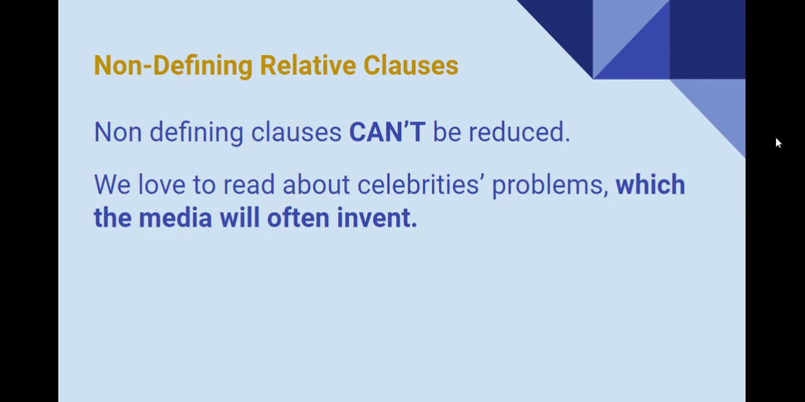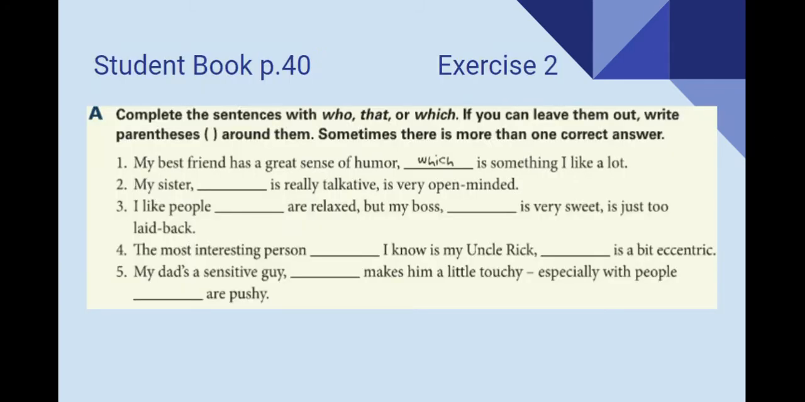Now let's go ahead and practice. Please go to Student Book page 40, exercise 2. Please complete the sentences with the pronouns who, that, or which. If it is possible to leave them out, to omit them, please write them in parentheses. Sometimes there is more than one correct answer. Now pause the video while you work on this. Okay, great. So we're going to check this exercise during our class. Now let's go ahead and continue.